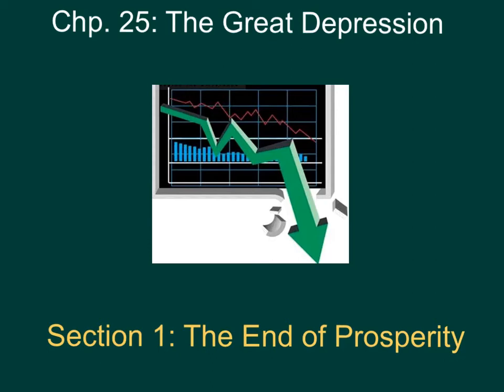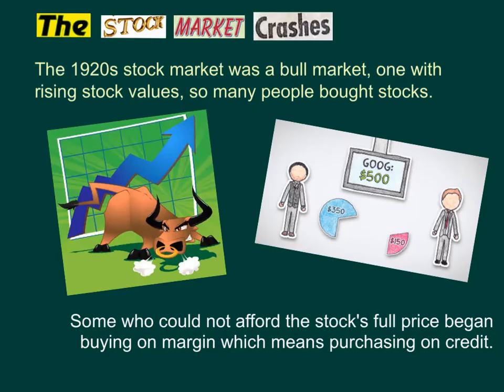Chapter 25, The Great Depression. Section 1, The End of Prosperity. Let's start talking about the stock market.